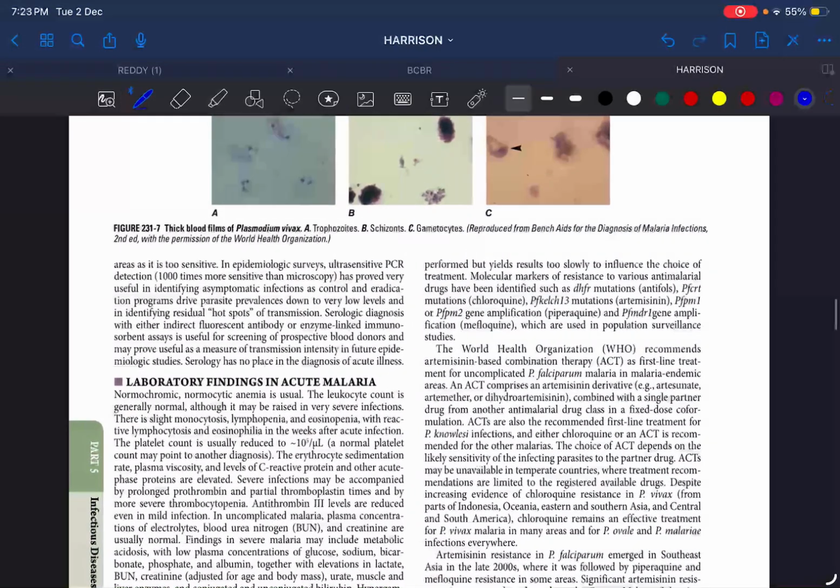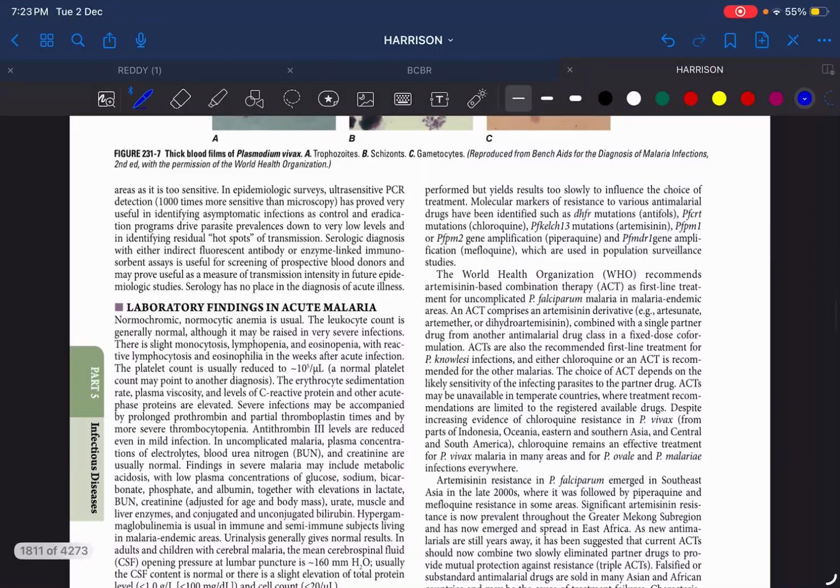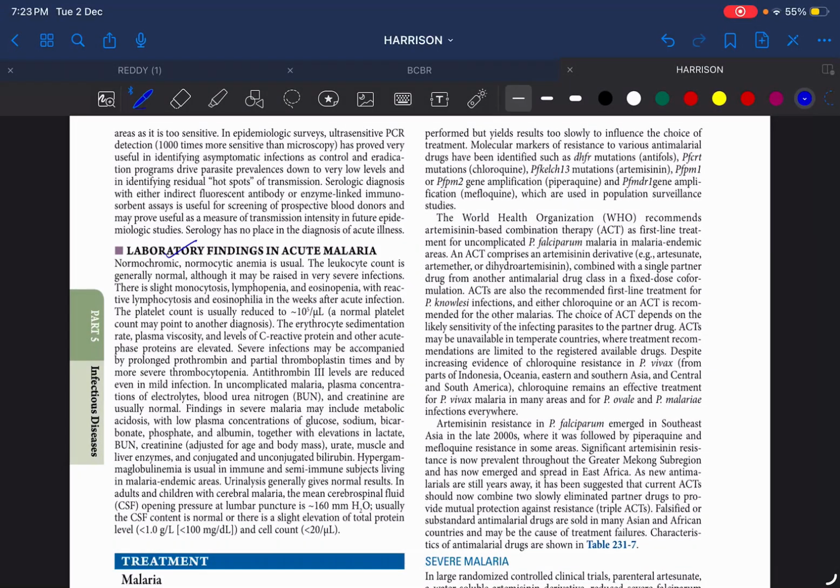Coming to the laboratory findings, usually there will be normochromic normocytic anemia, the leukocyte count will usually be normal or slightly low, associated with monocytosis sometimes. The ESR may be elevated, C-reactive protein will also be elevated, then blood urea nitrogen and creatinine will be normal in uncomplicated malaria, whereas the pH and everything goes down in case of complicated malaria.